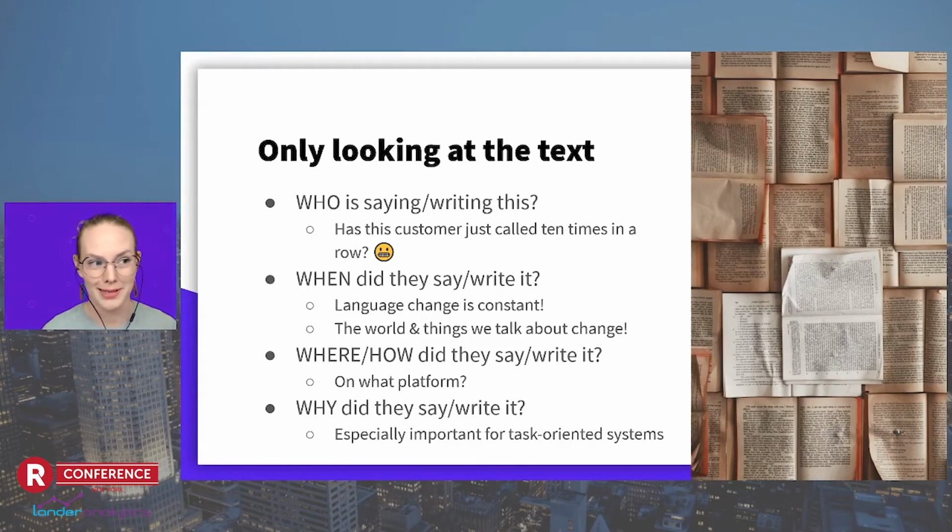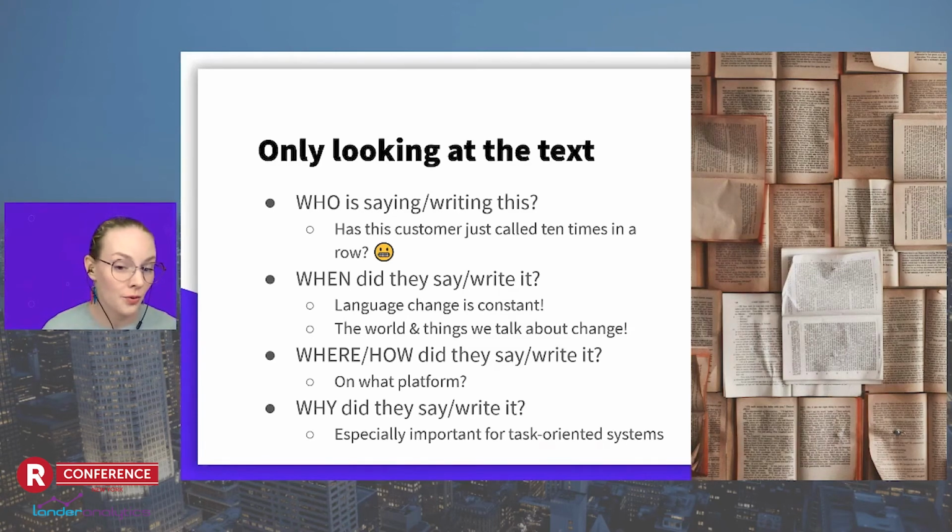And is this maybe, say, the same customer? It's been like the last 9 times in a row. There might be very important information in the fact that this person is repeatedly interacting with your system. When did they say or write it? So there's one thing that you can guarantee when it comes to studying language, and that it will change, and it will change constantly and consistently.